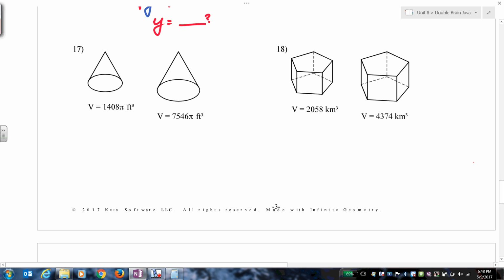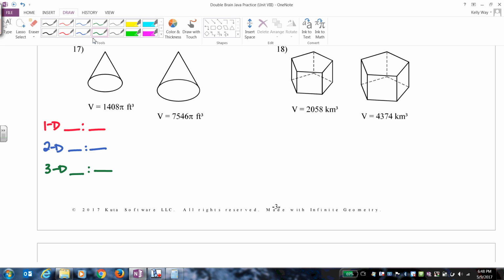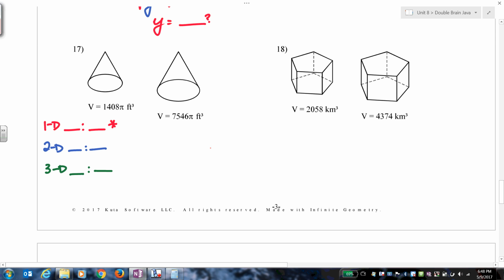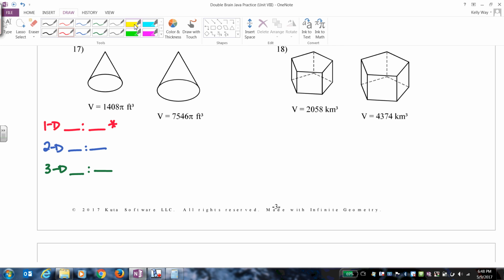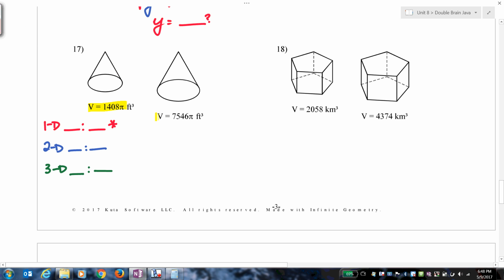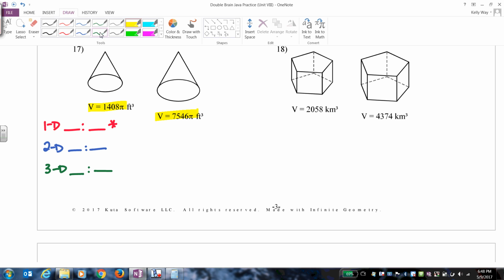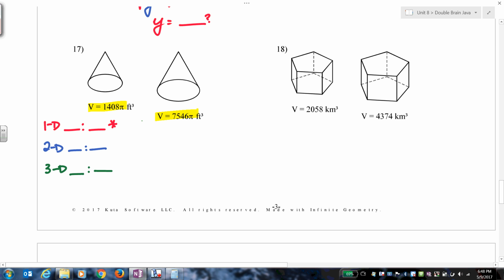Now for 17, remember we're working with 1D, 2D, and 3D ratios. And the instructions, one is to find the scale factor, which is the first dimension. Let's look at what we've been given this time. This time we've been given volume, which means we're already working in the 3D ratio.